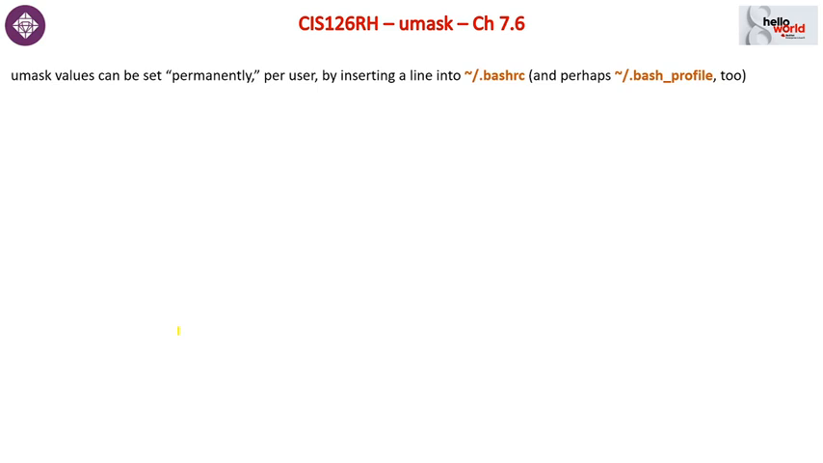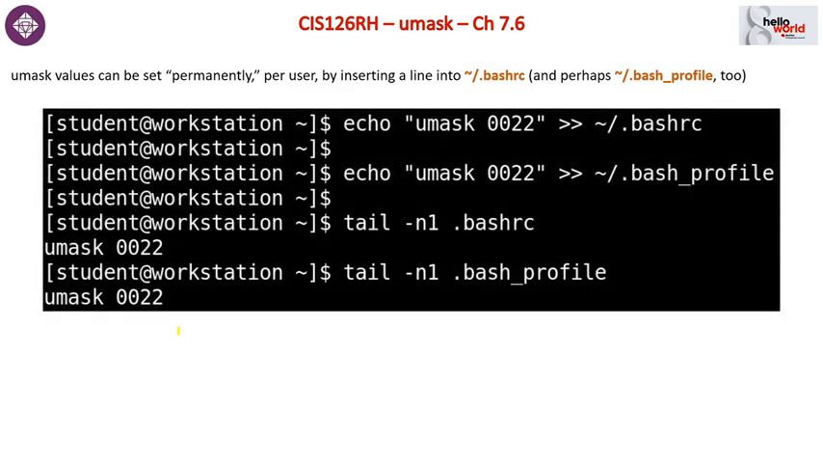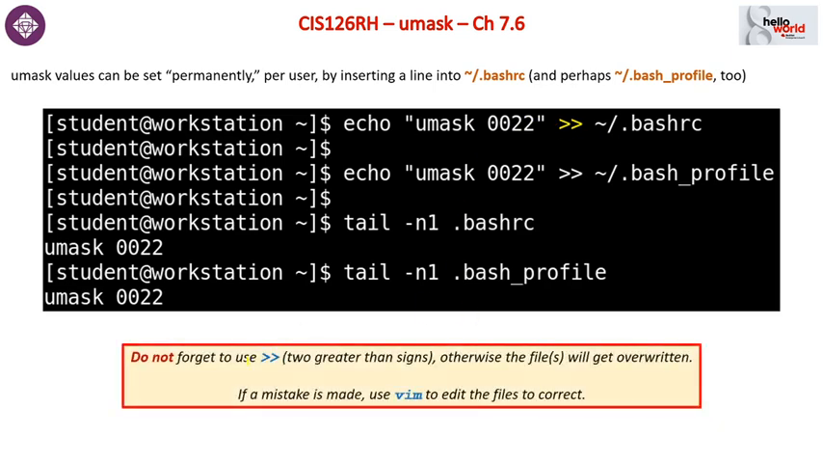We can kind of permanently set these values by inserting a line into ~/.bashrc. That means that every user has their own copy of bashrc. Here I'm simply echoing that into the file. If you do this, you better use double greater than. If you use a single greater than here, you're going to wipe this file out. So you might want to vim it and actually manually add this.